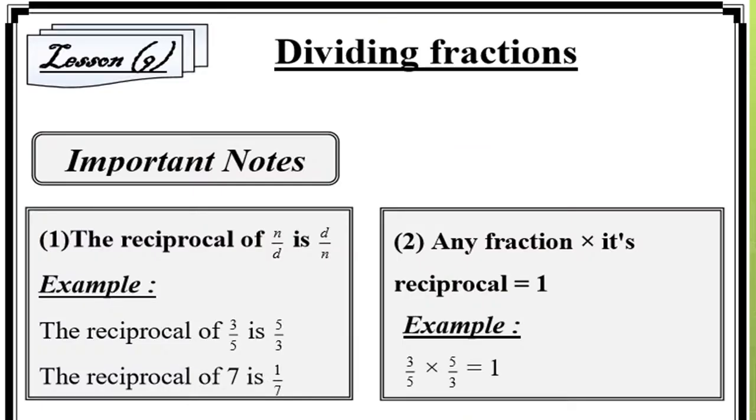Let's open our booklet, page 27. Any fraction times its reciprocal equals 1. An example: 3 over 5 times 5 over 3 equals 1. Okay.